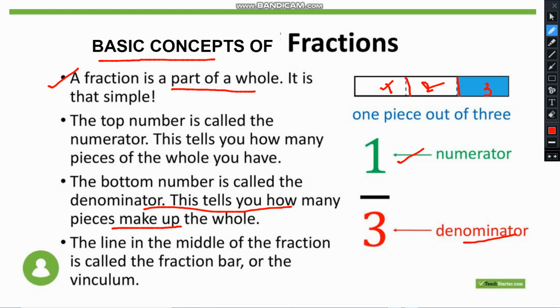The line in between, this bar, is called the fraction bar, या इसको हम लोग vinculum भी बोलते हैं. So this is the vinculum or the fraction bar. Is it clear?